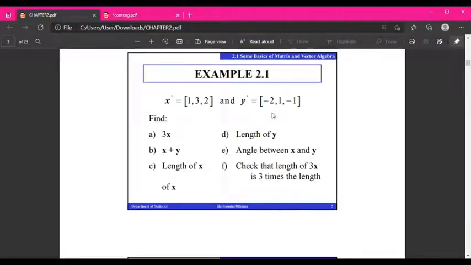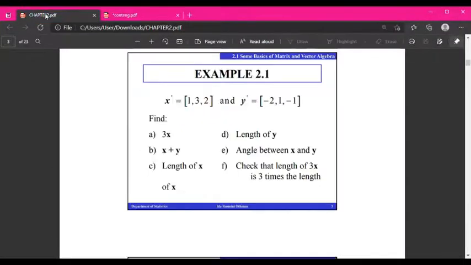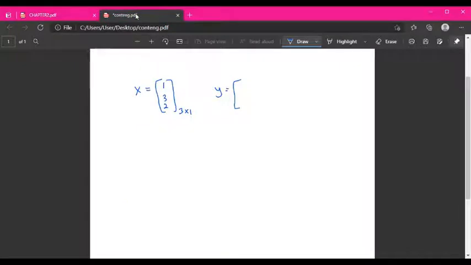Okay, Y is the same if it is vector Y. So, it will be a matrix with one column, which is negative 2, 1 and negative 1, which is 3 by 1.